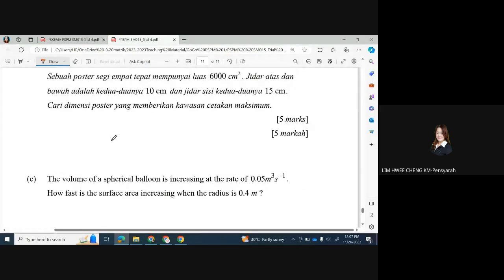The second question is on the volume is increasing at the rate of 0.05. Dia adalah spherical, sfera. Okay, volume sfera. How fast is the surface? Okay, volume sfera adalah 4/3 pi r kuasa 3. Kalau surface area adalah 4 pi r kuasa 2. So please lah, jangan keliru lagi. Dah banyak kali kita buat, jangan cakap tak tahu formula lagi. Okay, so this please clarify.